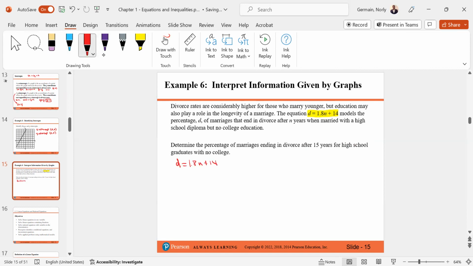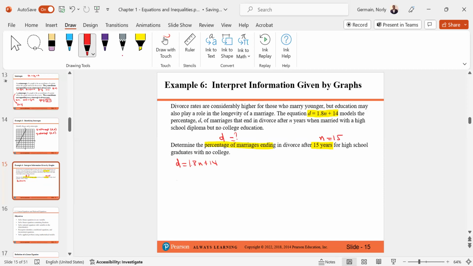Okay. So when I see that, the first thing that comes to mind is, what are those letters? Because the letters represent variables. What does D represent? The good news is they already told me D represents the percentage of marriages that end in divorce after n years. That means n is the number of years. But look at that. When they asked me that question, they said determine the percentage of marriages ending in divorce after 15 years. That means D, and this is n. So they ask me to find D when n equals 15.